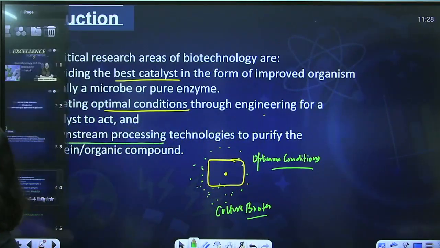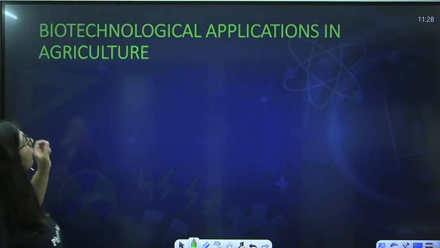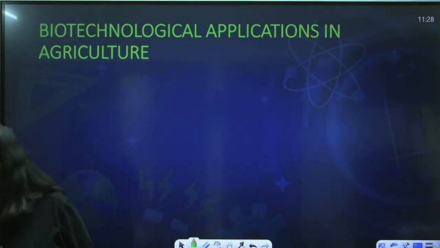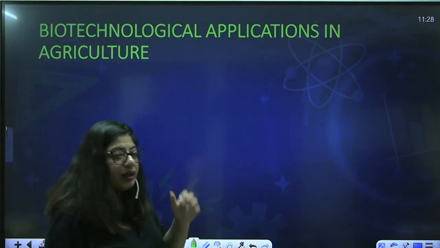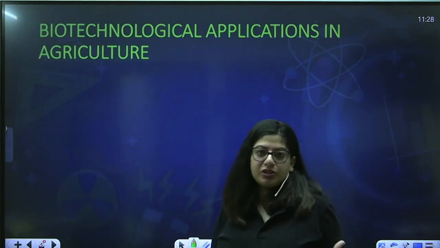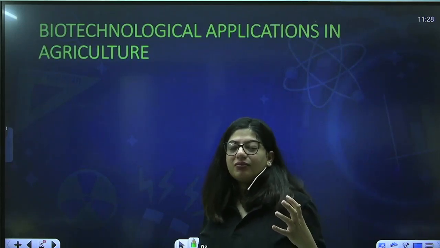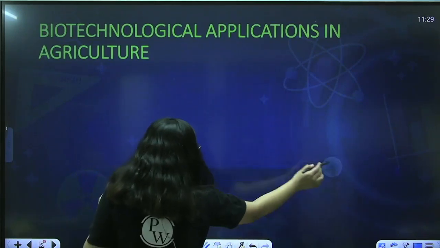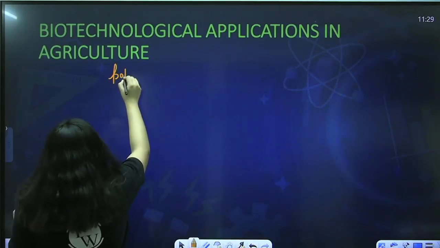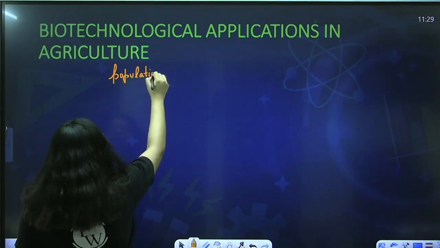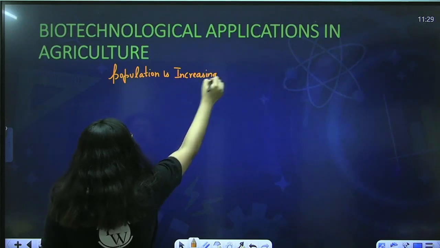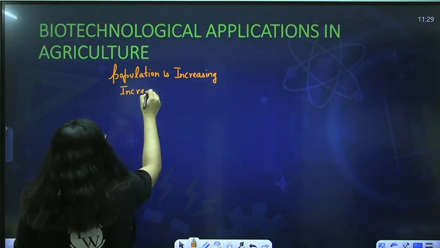So moving further, today we'll be discussing biotechnological application in agriculture, because that's very important for us. Yes, in agriculture, food production, what's the basic problem nowadays? The problem nowadays is that the population is increasing. Due to increase in population, there is increase in food demand.